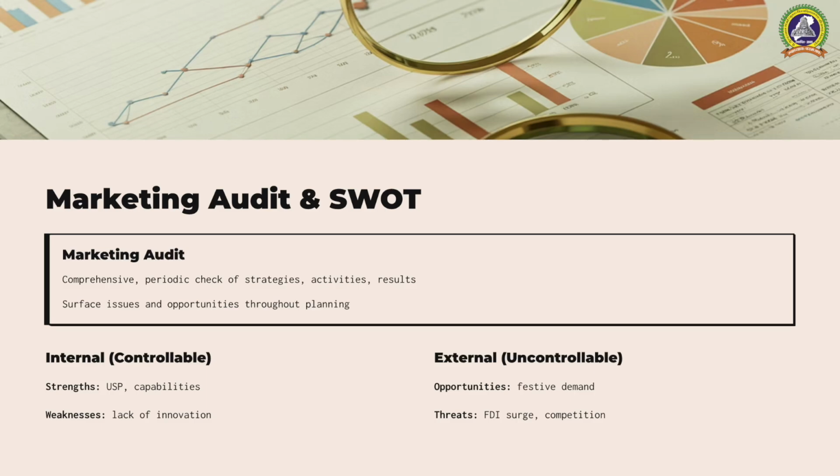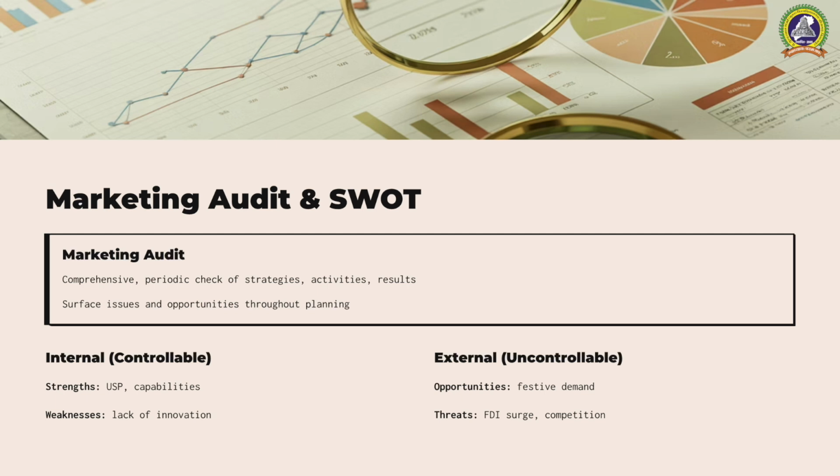A common misconception is that this is only done at the beginning of the planning process. This is incorrect. A marketing audit should be conducted not only at the start but also at a series of points during the implementation of the plan. Why? Because it helps clarify emerging opportunities and threats, which allows the team to make necessary alterations to the plan.